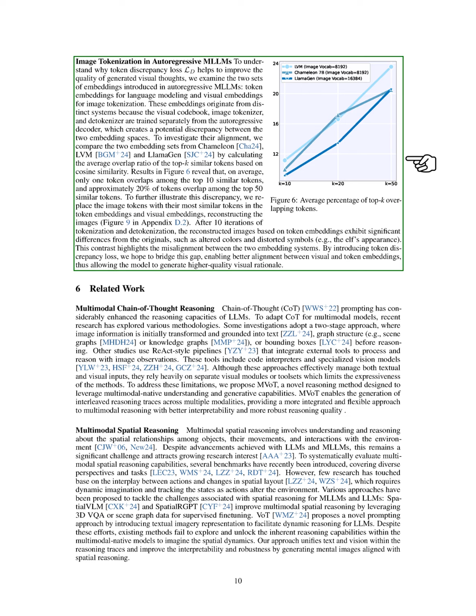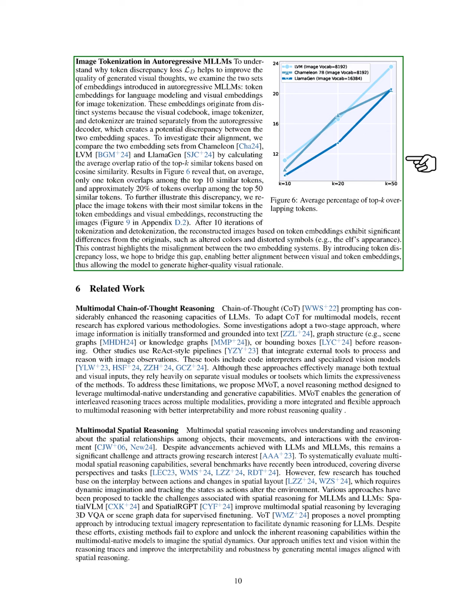Next, we examine how token discrepancy loss helps improve the quality of generated visual thoughts. We look at two types of embeddings used in autoregressive MLLMs: token embeddings for language and visual embeddings for image tokenization. These embeddings come from separate systems, which can lead to differences between them. To assess their alignment, we compare the embeddings from Chameleon, LVM, and Llama Gen by measuring the overlap of similar tokens. Our findings reveal that, on average, only one token overlaps among the top 10 similar tokens, and about 20% overlap among the top 50.